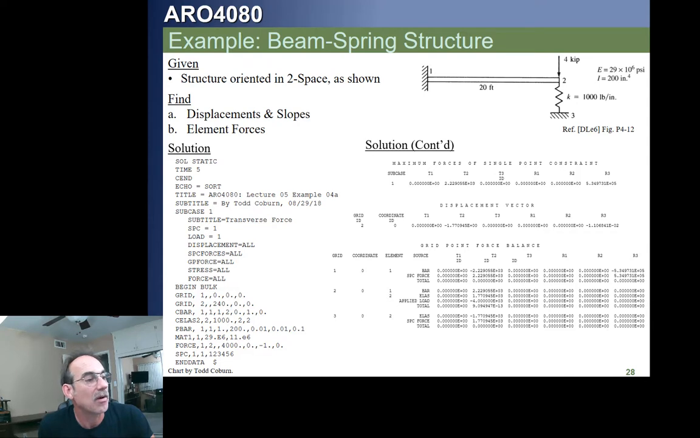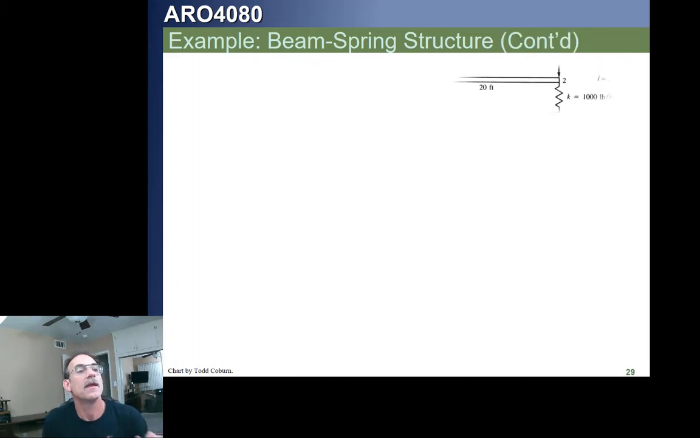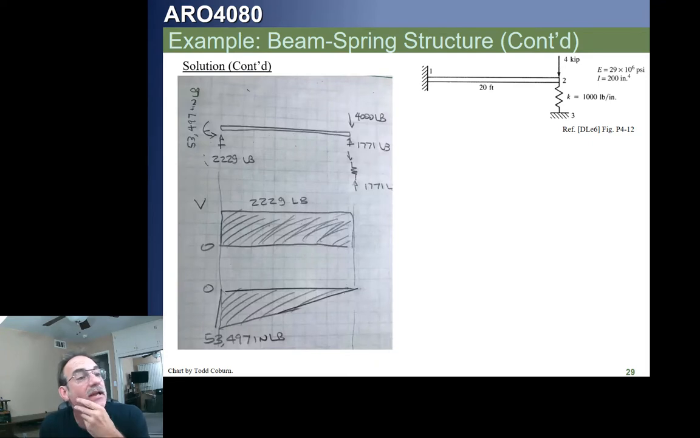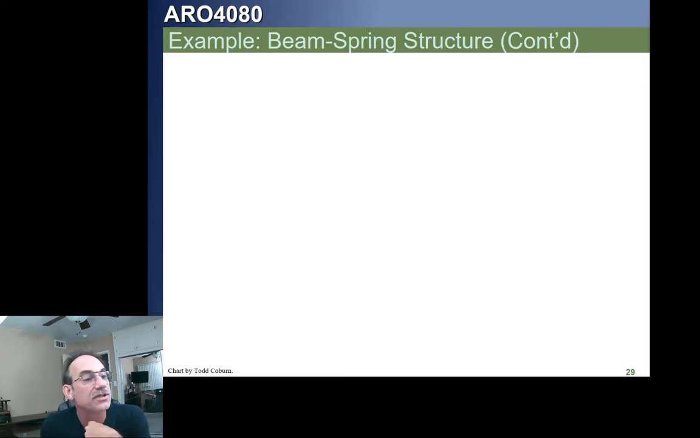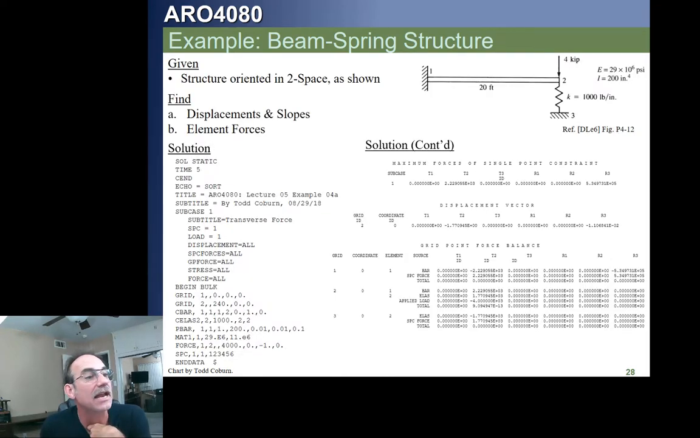PBAM is our property card for our beam. We have our material card, we have our forces, and our SPC constraints. Here's another little model, this is continuing. This is now getting the results. So here was our results. I kind of skirted over this.